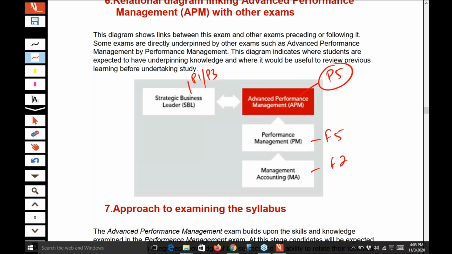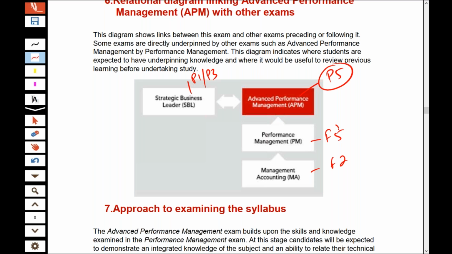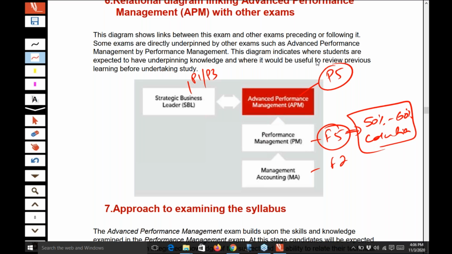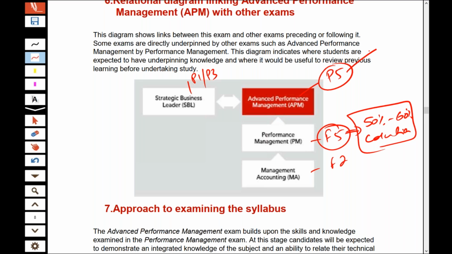You would understand that a lot of students, when you attempt the paper F5, approximately 50% to 60% of the paper is calculation based, computation based. But when it comes to this P5 paper, you would hardly find around 10% to 15% of computation in this examination. 80 to 85% of the examination is theoretical, application based.